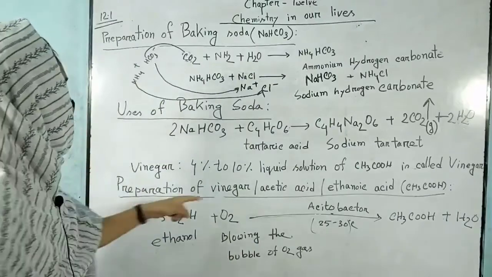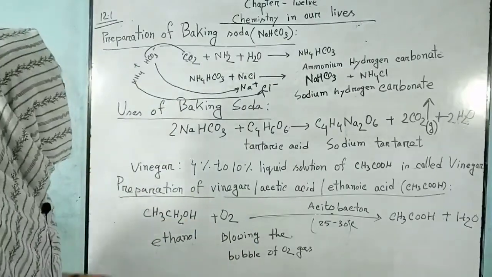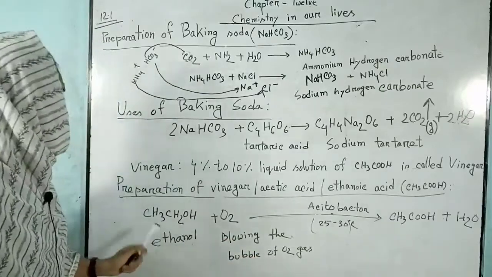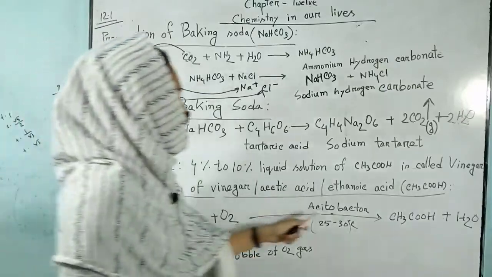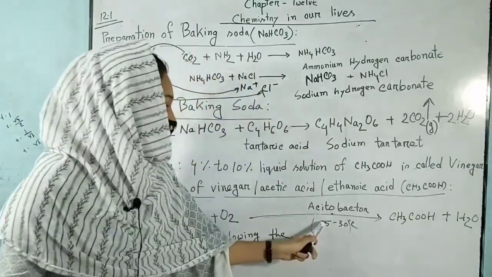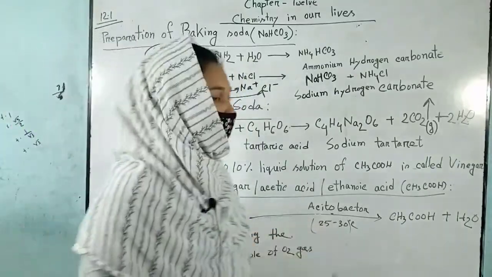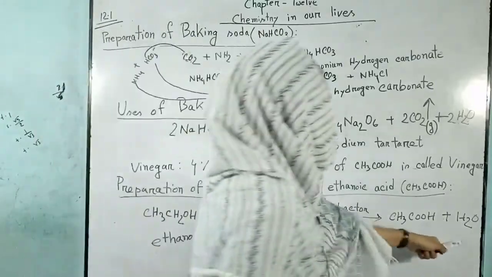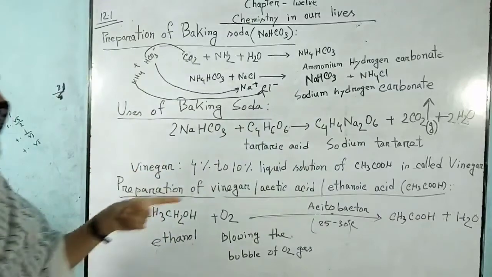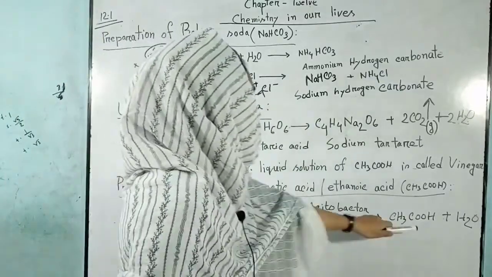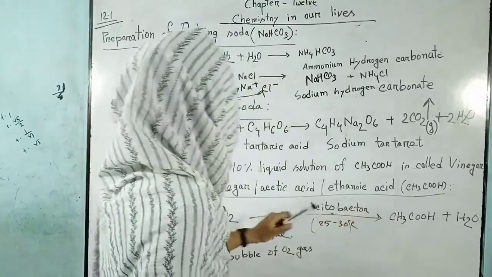Firstly, the preparation of vinegar. We blow bubbles of oxygen gas into ethanol. Then Acetobacter in a steel pot at 25 to 30 degrees centigrade produces ethanoic acid and water. This ethanoic acid is called vinegar, and also ethanoic acid.